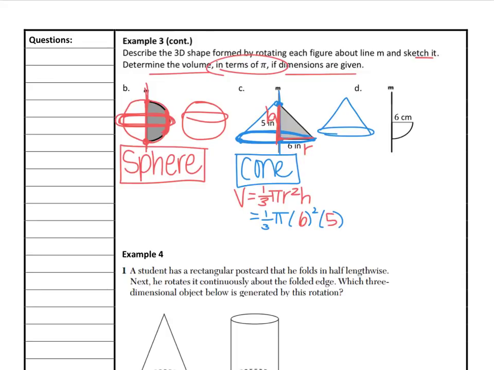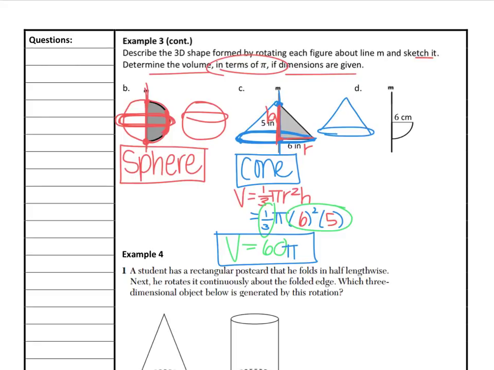So I'm going to type this part into the calculator without the pi, the 1/3, and then the times 6 squared times 5. And that gives me volume equals 60, and then attach your pi. So volume is 60 pi.